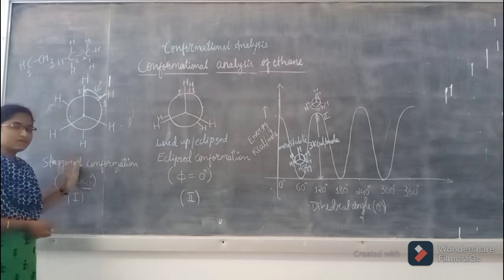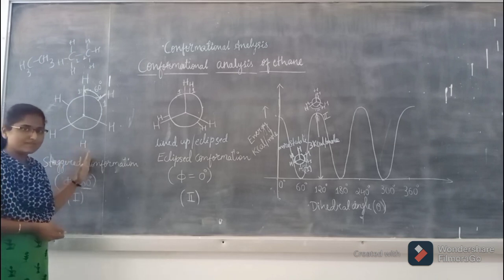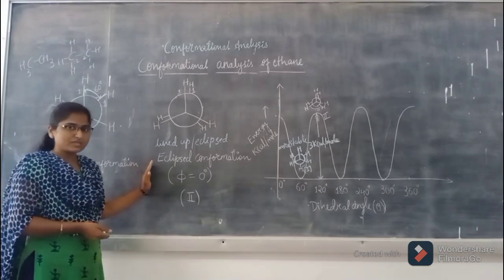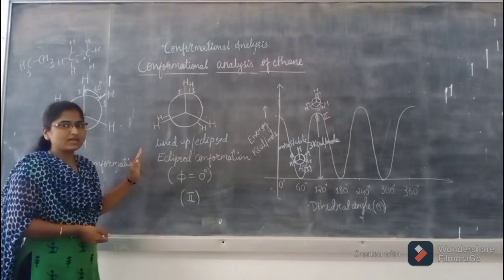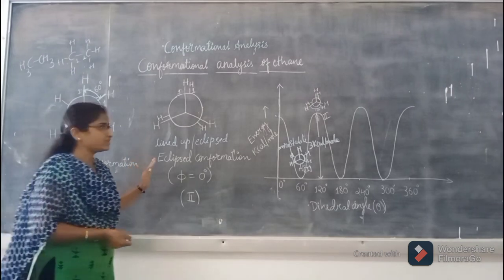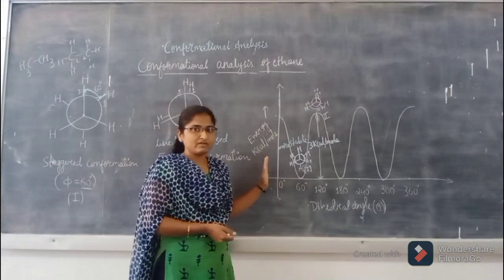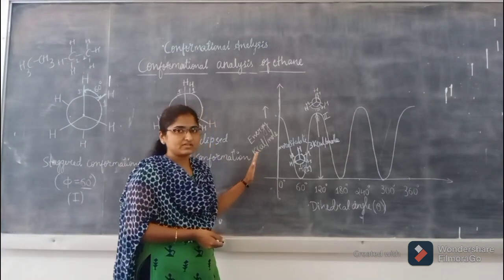Staggered conformation is stable and has less energy, and eclipsed conformation has more energy and is less stable. Now you have to draw the energy level diagram for the conformational analysis of ethane.